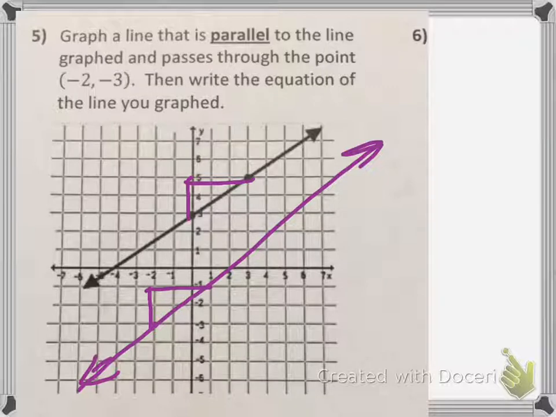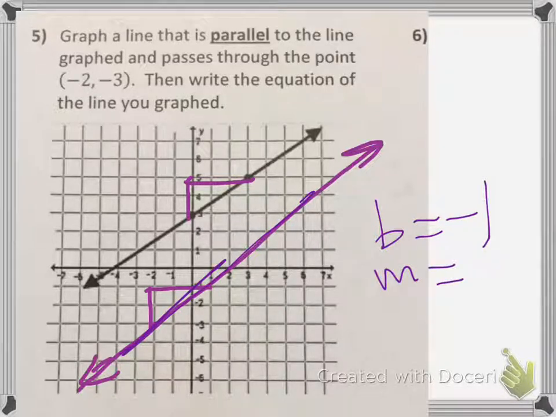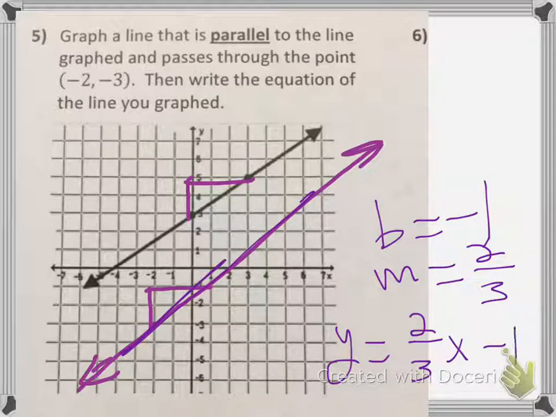So then it says write an equation for this new line that I wrote. Well, I know I didn't do a very good job getting my line where it was supposed to be, but it crosses through right here at negative 1. So my b value is negative 1 because that's my y-intercept. My slope value, we counted it, it was 2 over 3. So my equation is going to be my slope times x plus my b value, which in this case is negative 1. So find your slope, count it, draw it through that point, and then you can just easily write your equation from there.